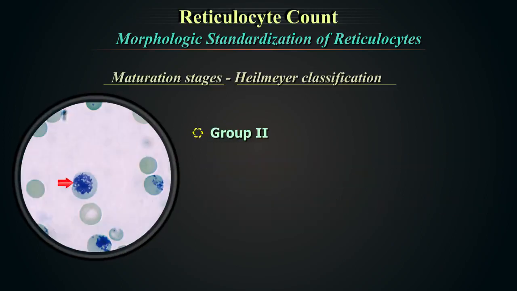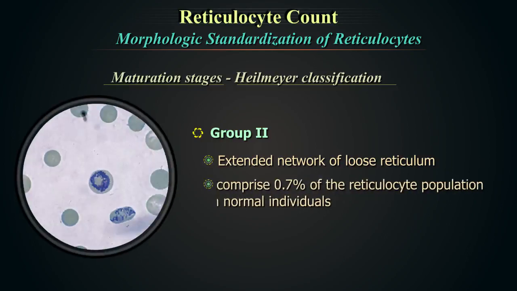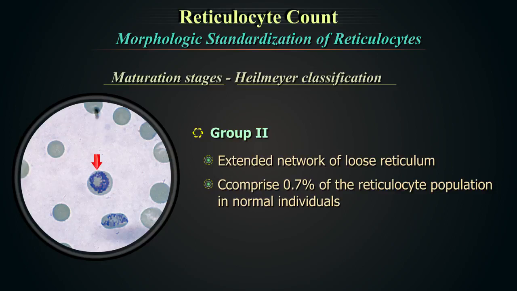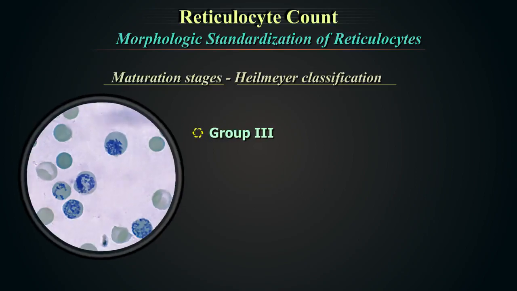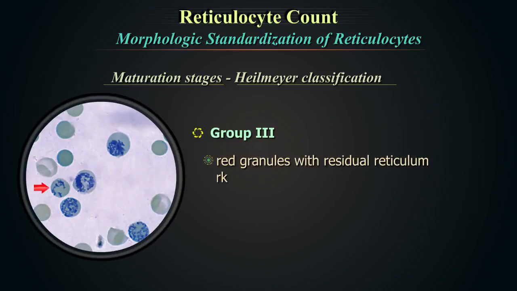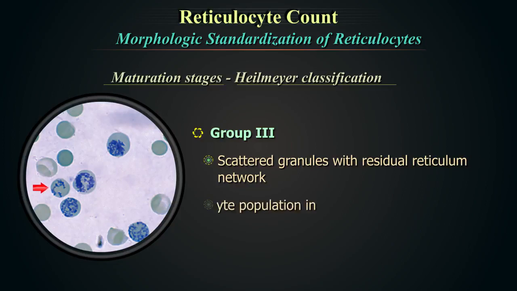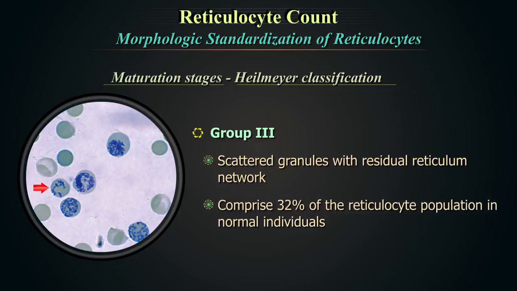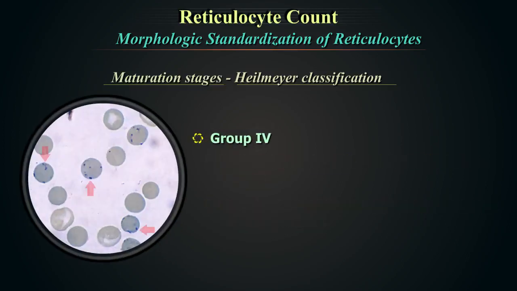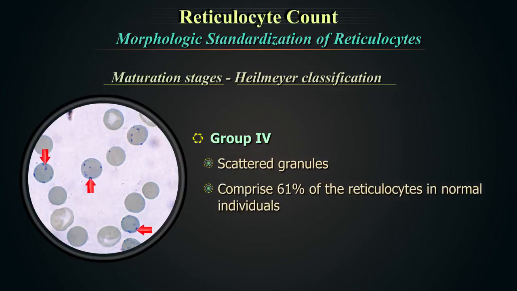Group 2 represents extended network of loose reticulum. These reticulocytes comprise 0.7% of the total reticulocyte population in normal individuals. Group 3 type shows scattered granules with residual reticulum network. They comprise 32% of the reticulocyte population in normal individuals. Group 4 shows scattered granules. They comprise 61% of the reticulocytes in normal individuals.